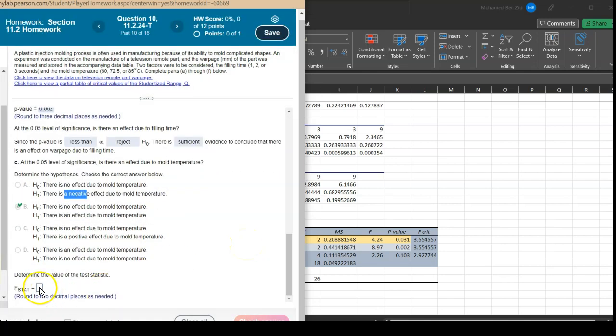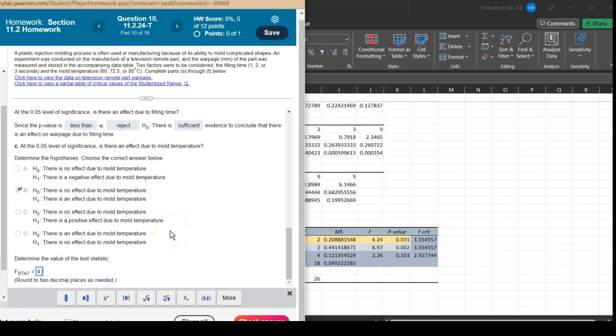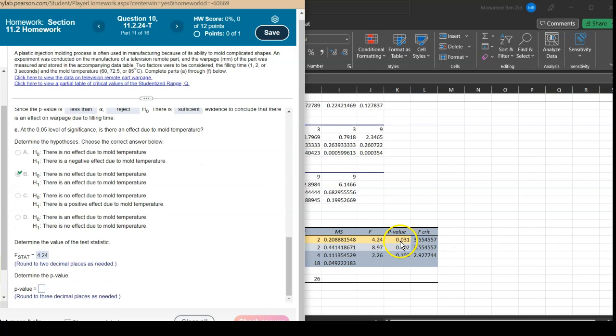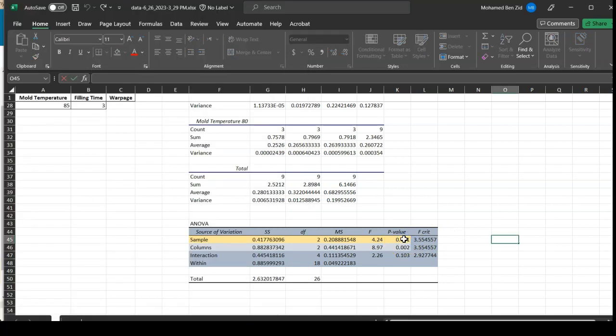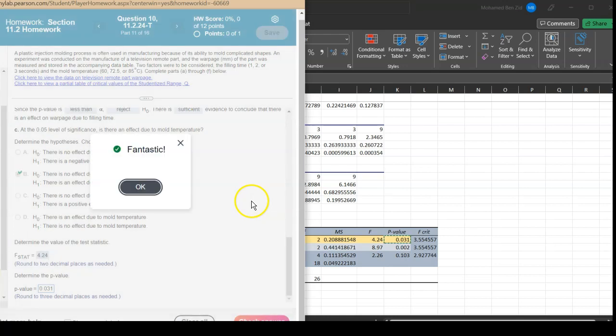So the F value right now is 4.24, so we can type it in. Okay, and the p-value is right here, so let's copy it. It is 0.031. Okay, check. We good?